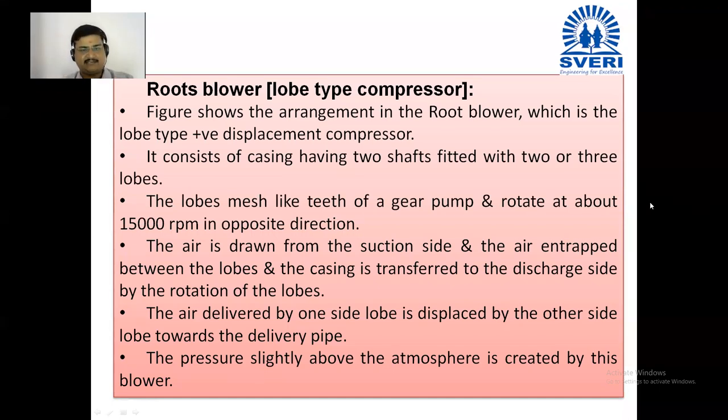The air is pushed toward the front side, and when the air moves on that front side, it is known as the positive displacement compressor. As I have recently mentioned, it consists of the casing which has two shafts, and on every shaft there are lobes fitted. Bilobes or trilobes; here it is mentioned. Bilobes means which has two lobes and tri means which has three lobes. And those lobes mesh like the teeth of a gear pump.